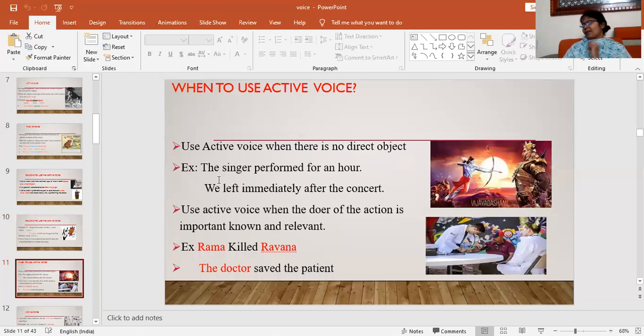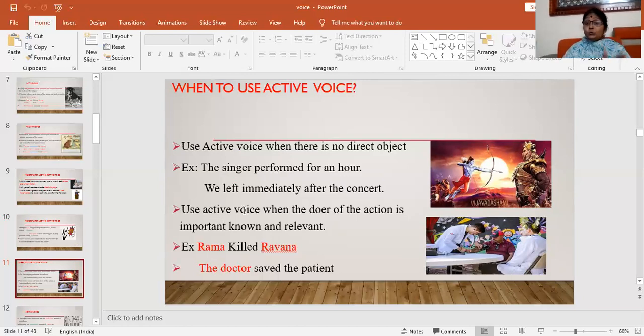When to use our active voice? Active voice should be used when there is no direct object. That is, the direct object is hidden, right? Say, for example, the singer performed for an hour. Definitely he has performed before the audience, right? So the singer performed for an hour, or we left immediately after the concert, right? So when there is no direct object, we are going to use our active voice.